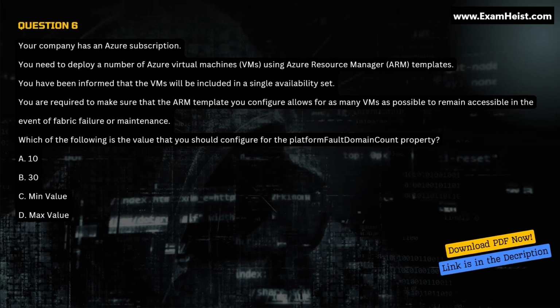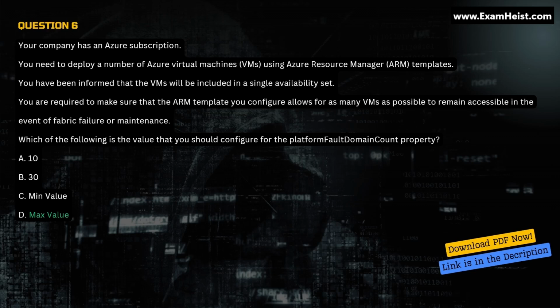Question 6. Your company has an Azure subscription. You need to deploy a number of Azure Virtual Machines, VMs, using Azure Resource Manager, ARM, templates. You have been informed that the VMs will be included in a single availability set. You are required to make sure that the ARM template you configure allows for as many VMs as possible to remain accessible in the event of fabric failure or maintenance. Which of the following is the value that you should configure for the platform fault domain count property? A. 10. B. 30. C. Min value. D. Max value.